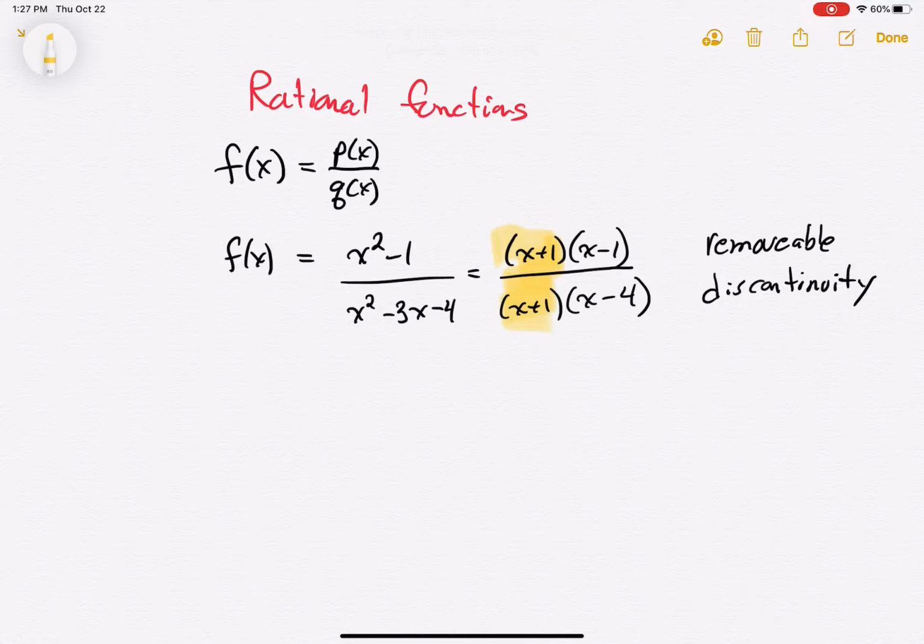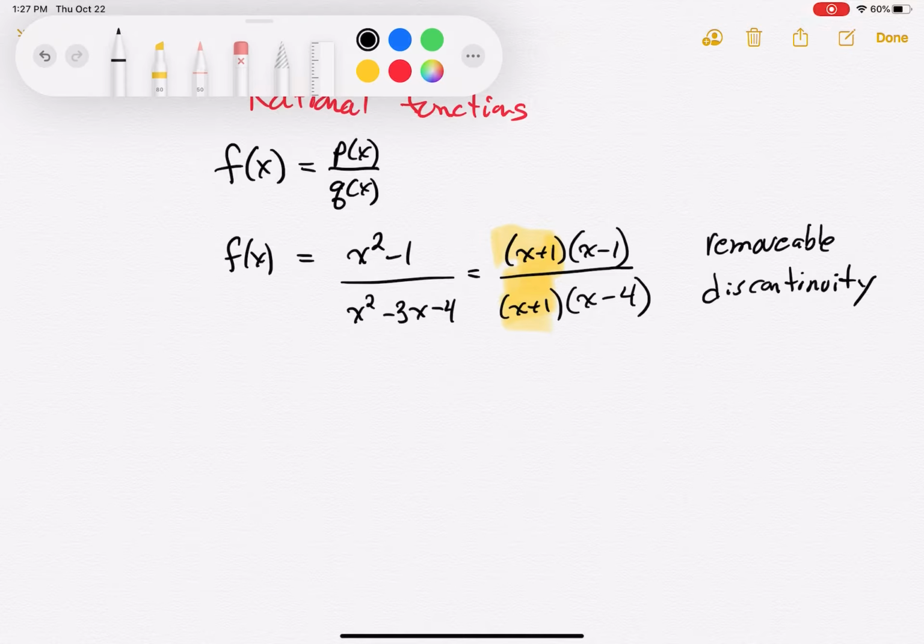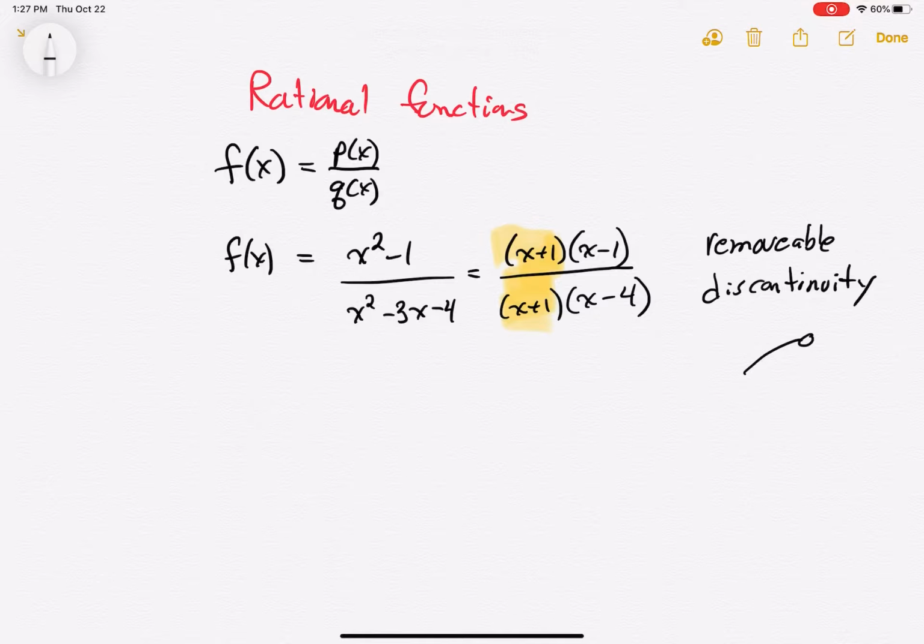So when we graph this, we're going to get something that has a line, and we're going to get a hole in our graph. And that's what it's going to look like at x is equal to minus 1. Okay? You with me on that?